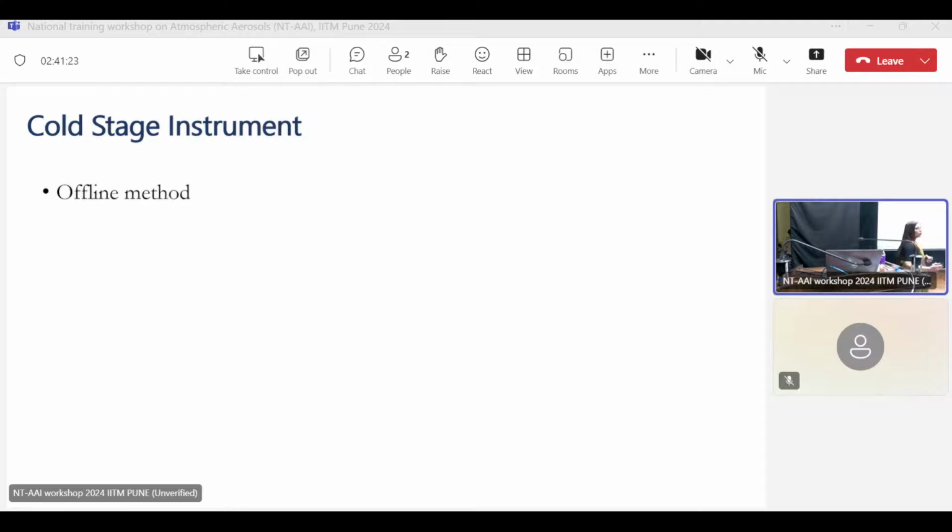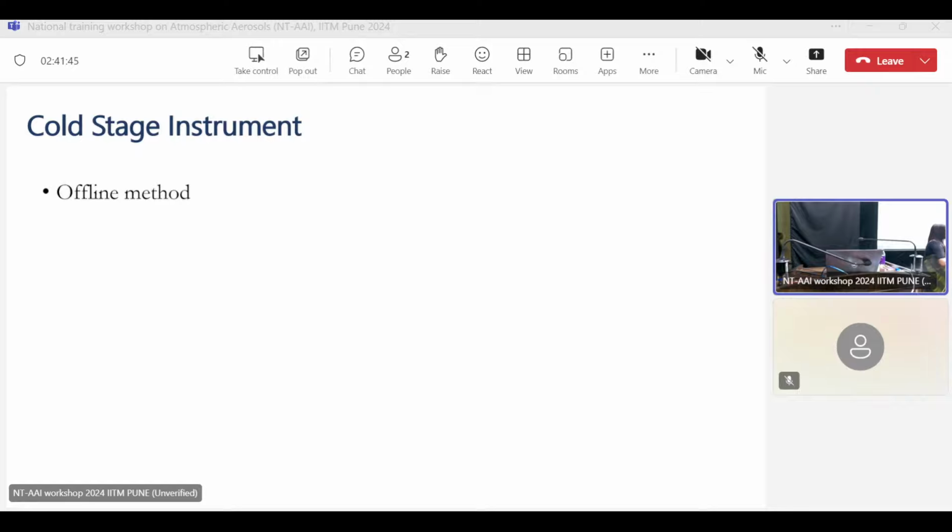And so basically, cold stage instrument is offline. So I think you are hearing this word offline and online in all the talks. Professor Sachin also said in chemical characterization also, I heard Professor Tripathi, Professor Rastogi, Dr. Manish, everybody is talking about offline and online, right? So what is offline? When we are collecting the sample in the field and I'm analyzing in the laboratory.